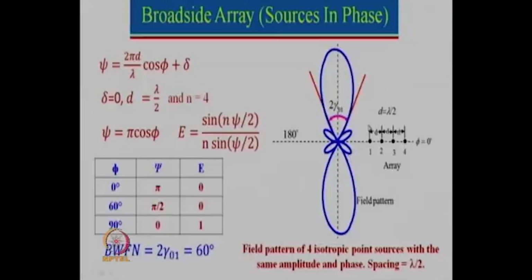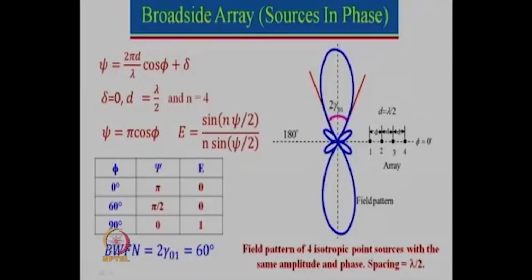So, we can see from here that the half power beam width will be given over here, but the beam width between first nulls is, in this case, 60 degree, because this angle is 60. So, this will be 30 degree and 30 degree. So, beam width between the first nulls will be 60 degree.